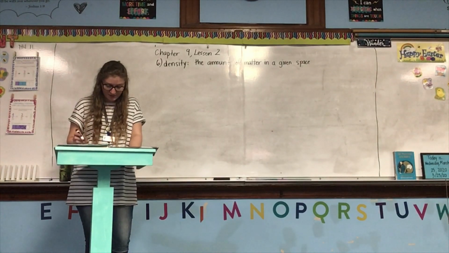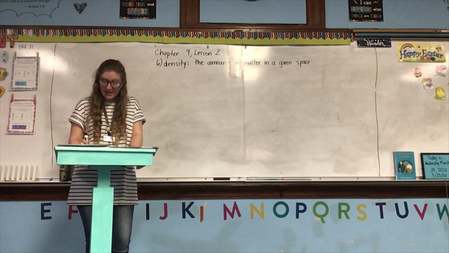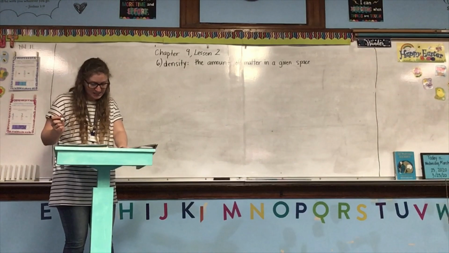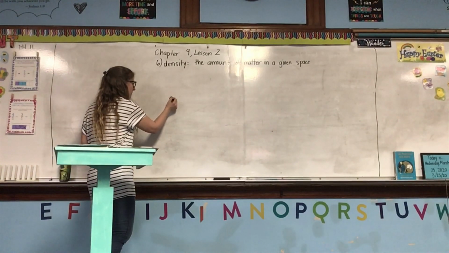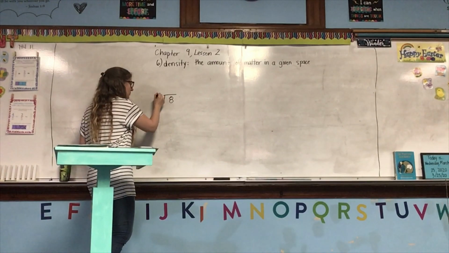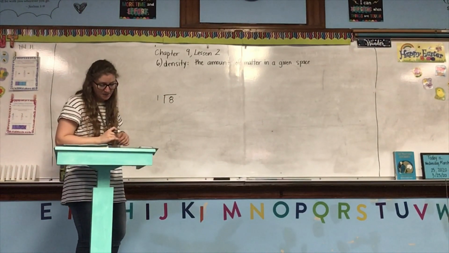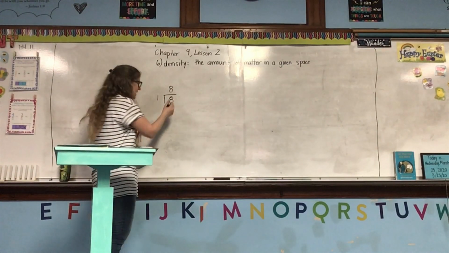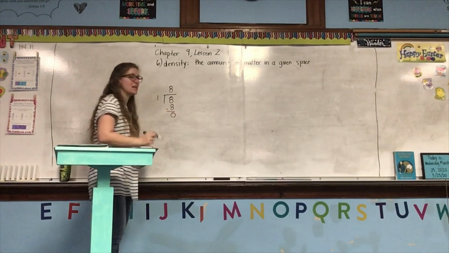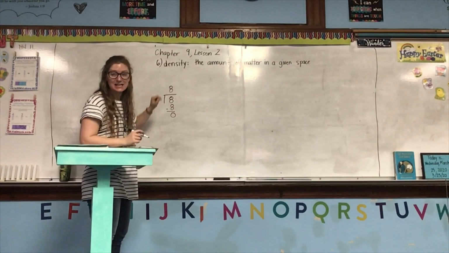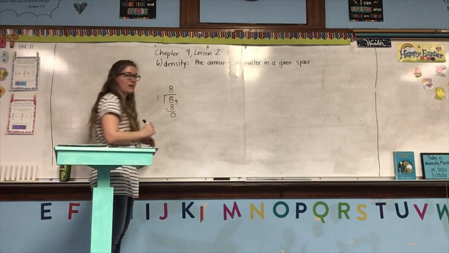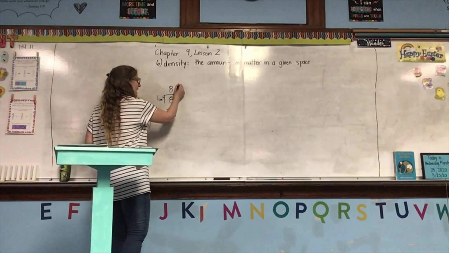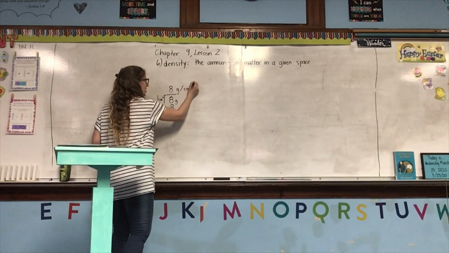So if we want to figure out the density of a cube that has a mass of 8 grams and a volume of 1 cubic centimeter, that means we need to divide its mass, which is 8, by its volume, which is 1, to get the density. So 1 goes into 8, 8 times 1 is 8, 8 minus 8 is 0. So that means the density of a cube with a mass of 8 grams and a volume of 1 cubic centimeter is 8 grams per cubic centimeter.